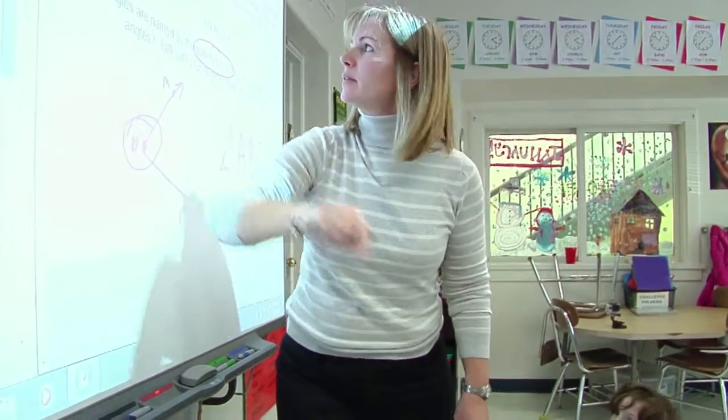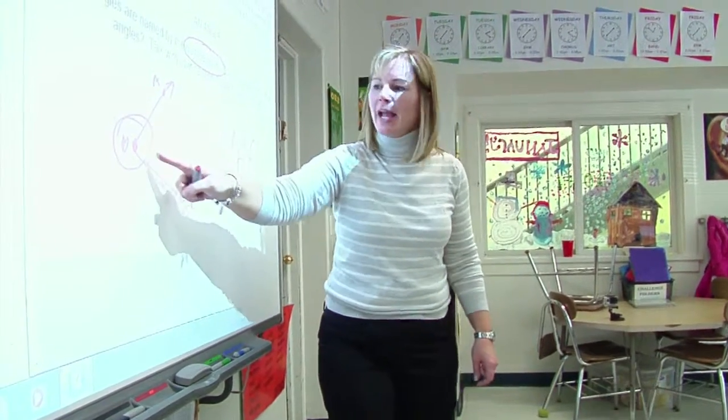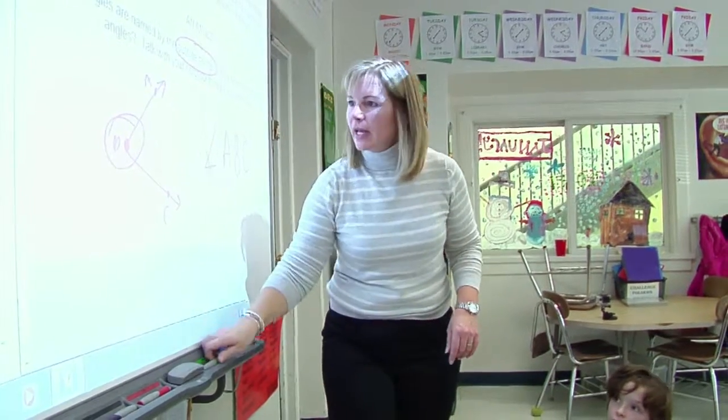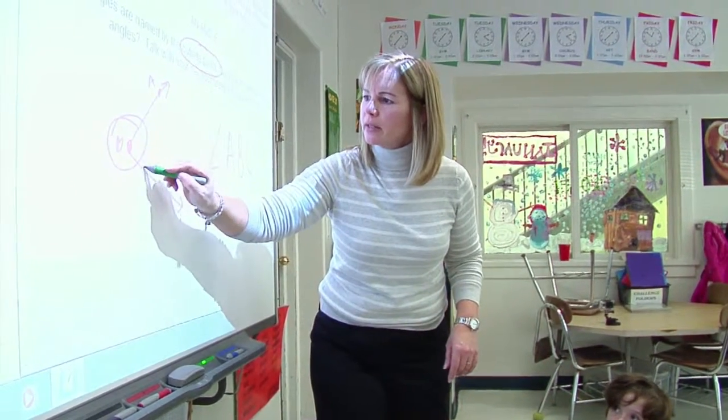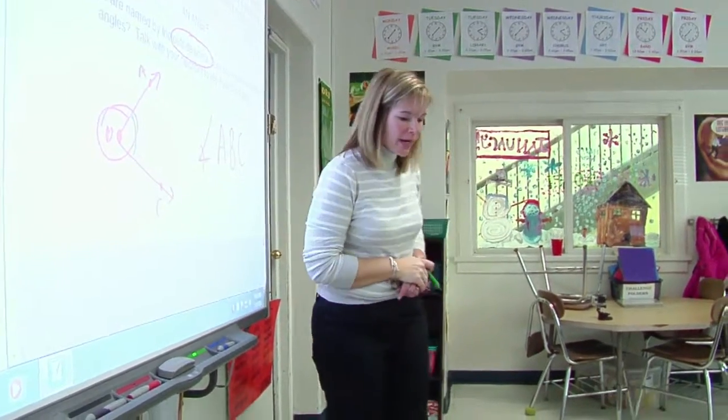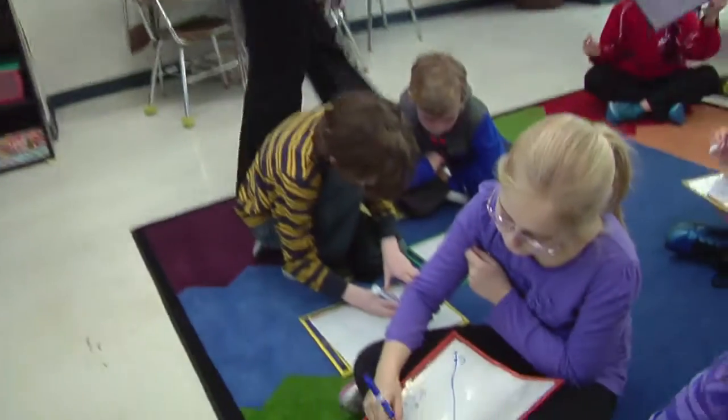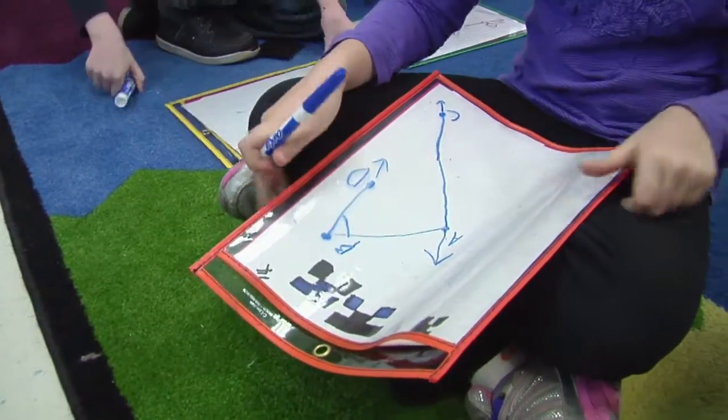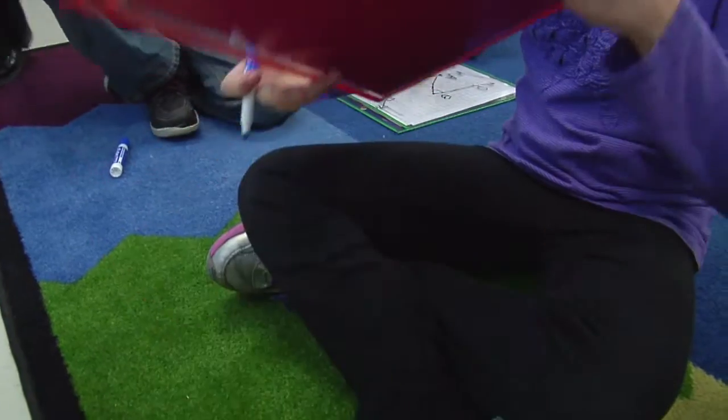On your board, can you find one angle? Watch what I want you to do. In the middle of the angle, just draw an arc. Looks like that. Find one angle on your board and draw an arc. Hold it up when you have one.